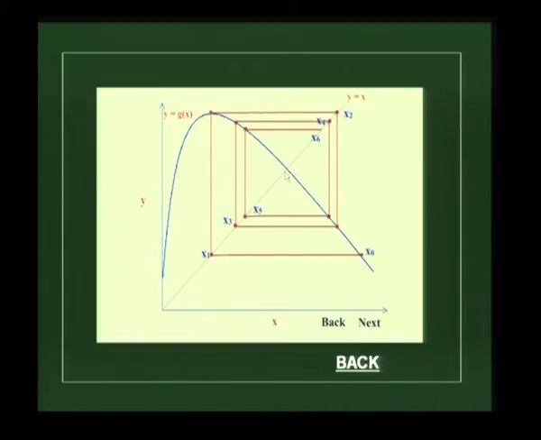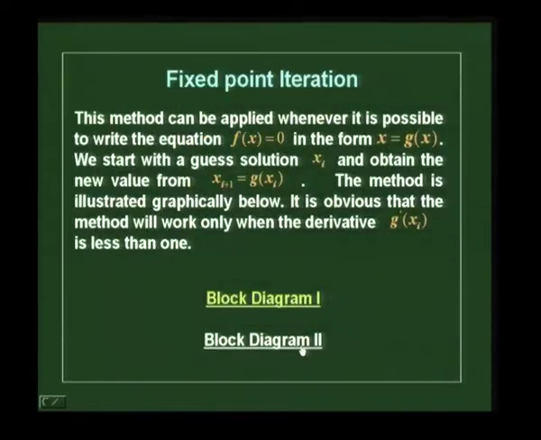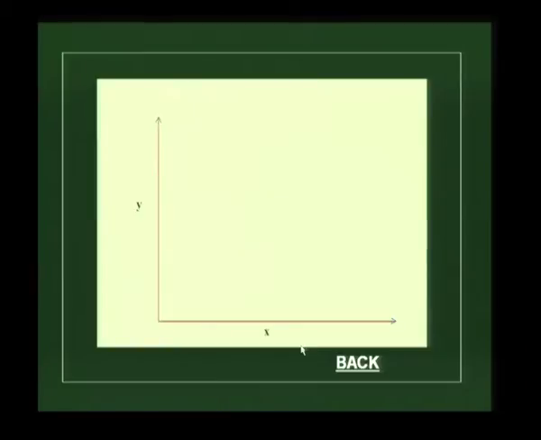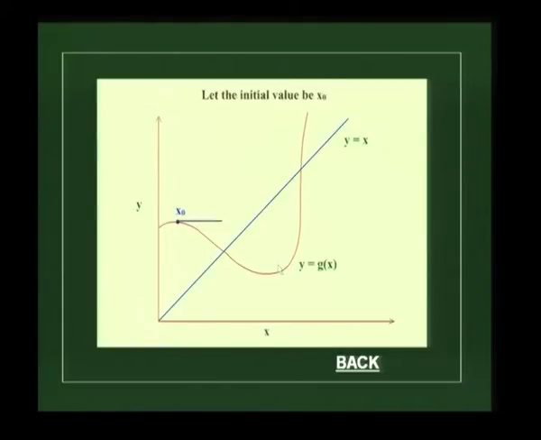Again, we'll see that this will work only when the slope of the g of x line is less than 1. Otherwise it will diverge. So we'll make progress here, but it's rather slow. And one more important point to remember is that it will not converge when the slope of the g of x line is greater than 1. That's what I'm trying to show here.